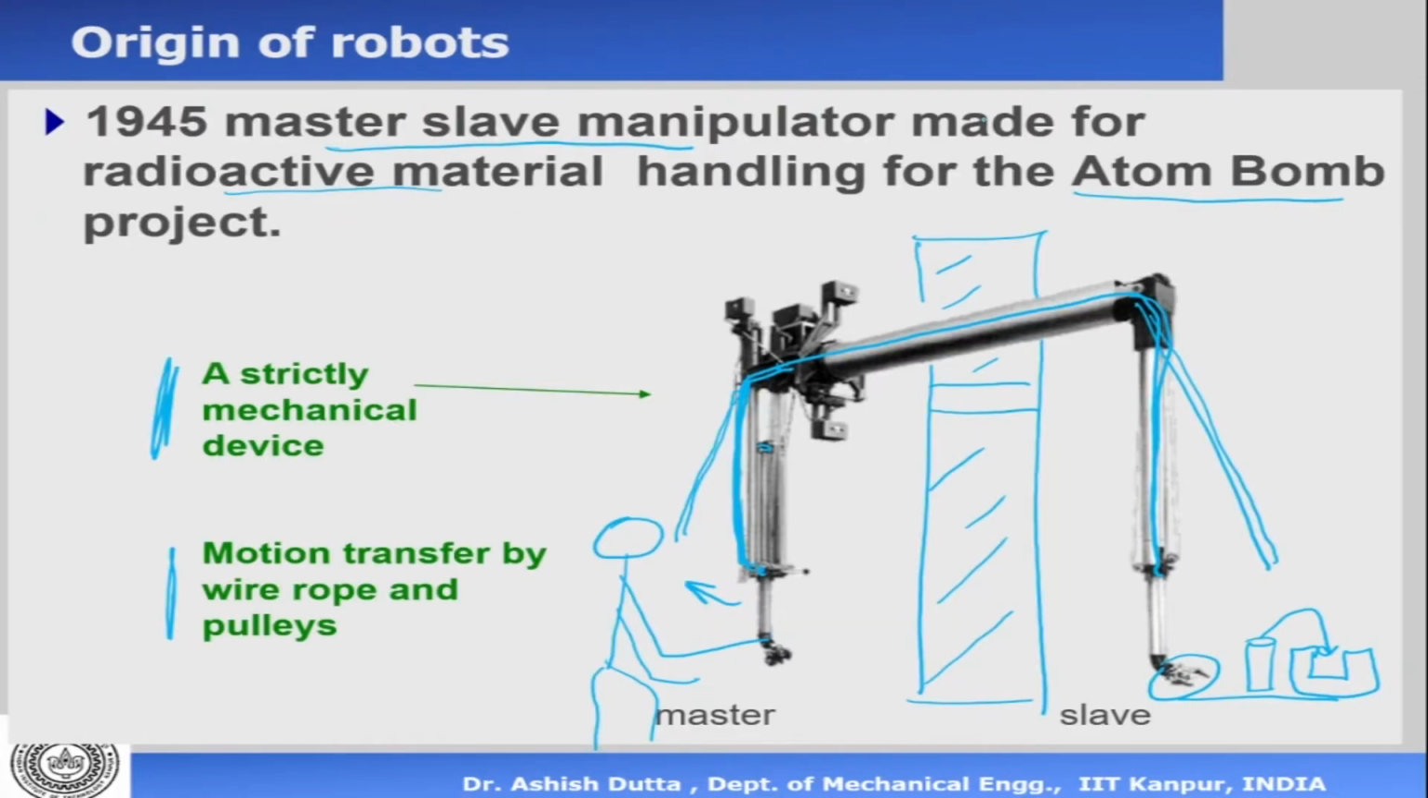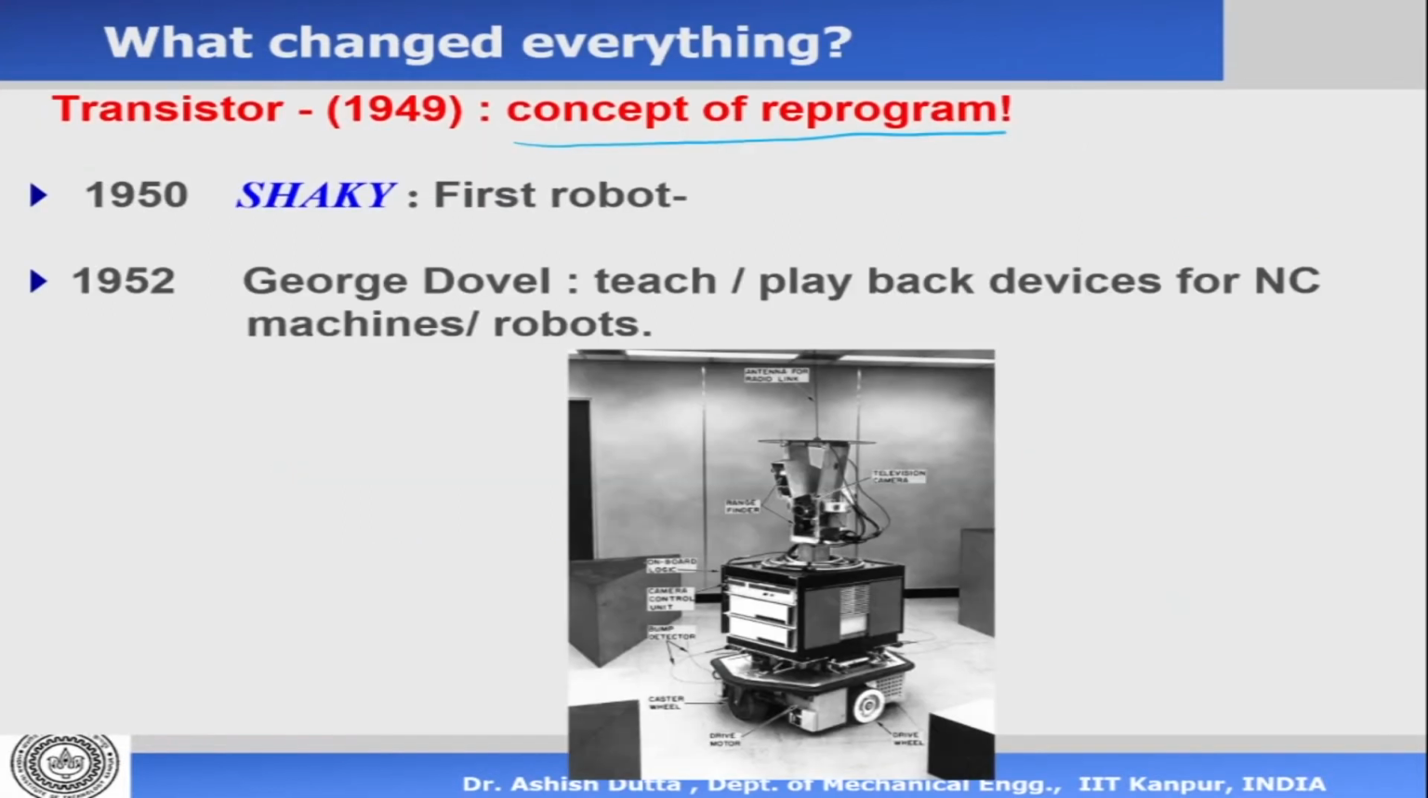Now here, this is a mechanical device. You could not reprogram it. Once you make it, it's fixed. But after you made the transistor and we have a computer, you could change the program and the device could behave differently. And the concept of reprogram came about 1949.